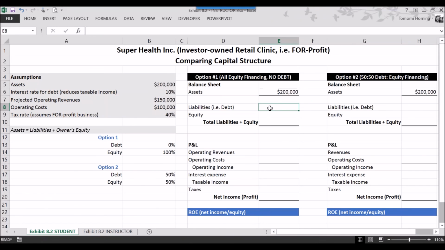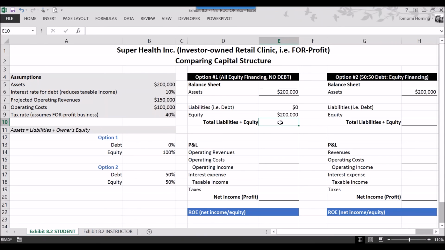Now, liabilities and equity. This is where you need to understand the 2 options that you have. In the first option, it was no debt. So from a liability standpoint, it's pretty simple. You can just say 0, correct? For equity, again, also pretty simple because it's 100% all equity financing. So I'm just going to say it's going to equal my assets at $200,000.